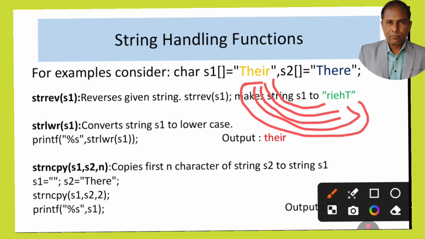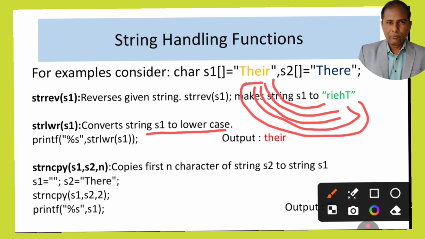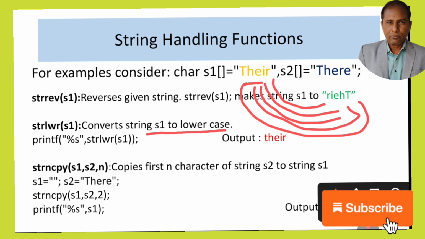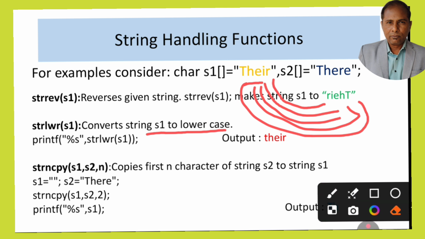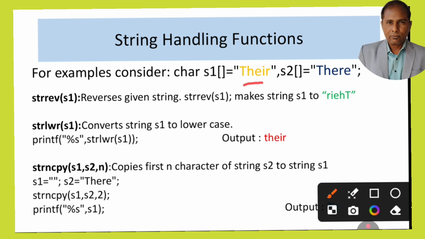Now we have one function, strlwr. Strlwr will convert all the letters into lowercase. For example, in S1 we have taken capital THEIR. If I am applying strlwr here, then it will convert all the letters of the S1 string into lowercase letters. It means capital T will become small t, and the other letters are already in small case.